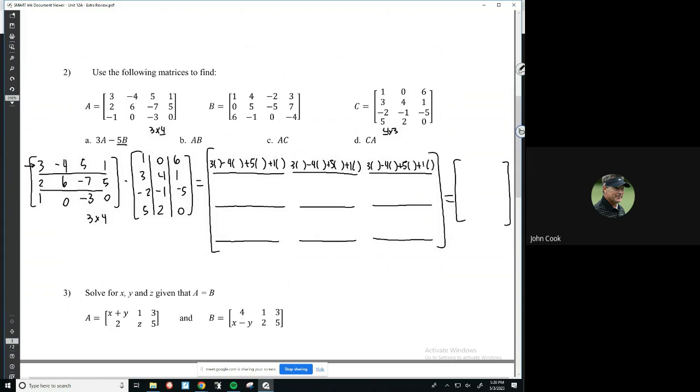All right, and then let's do the next row. So I've got 2, 6, negative 7, 5. So 2 times something, plus 6 times something, minus 7 times something, plus 5 times something. Okay, and then that same pattern all the way through.